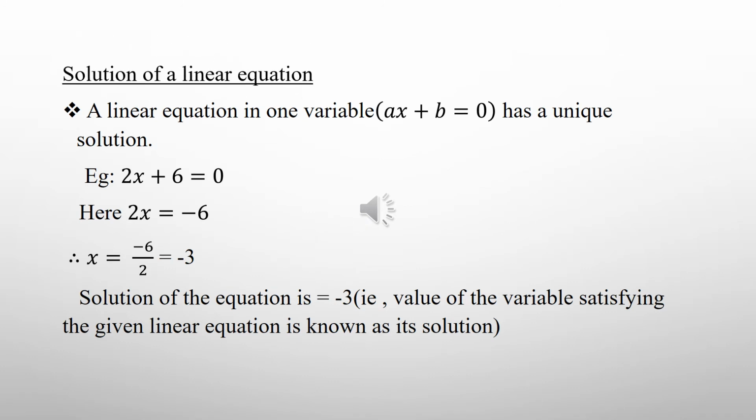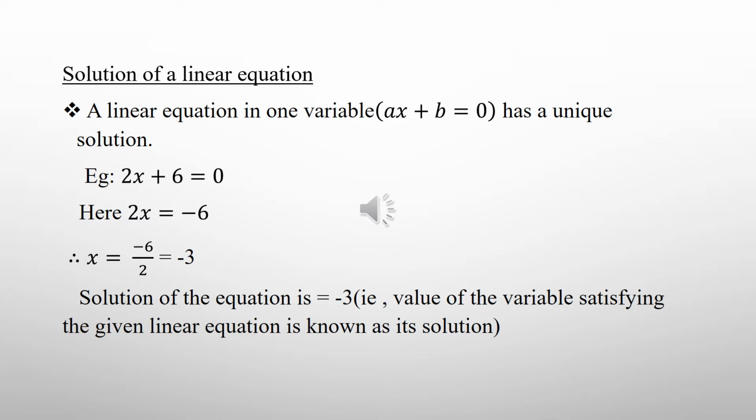In earlier classes, we have learned that every linear equation in one variable has a unique solution. The standard form of a linear equation in one variable is ax plus b equal to 0 and a not equal to 0. And the solution of the linear equation in one variable is given by negative b by a.